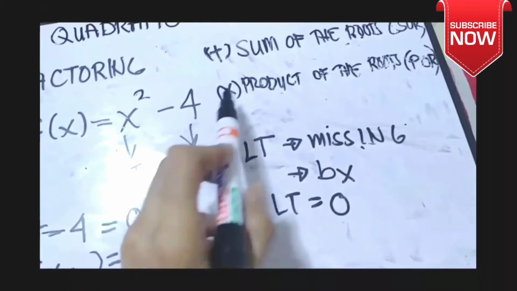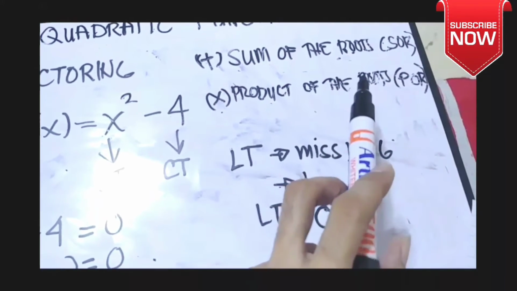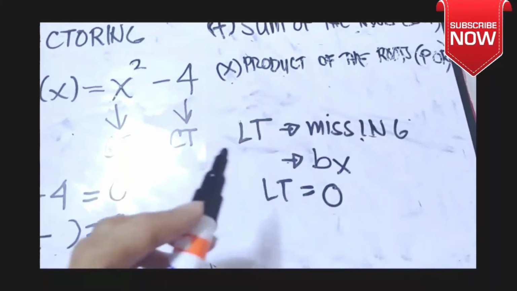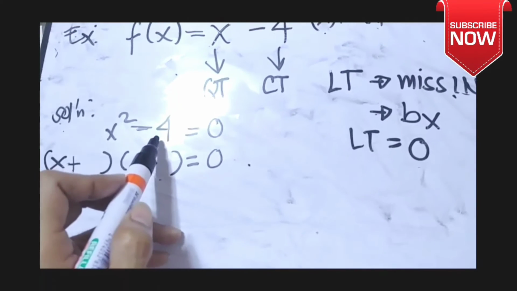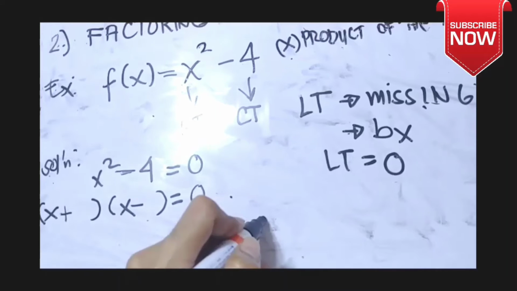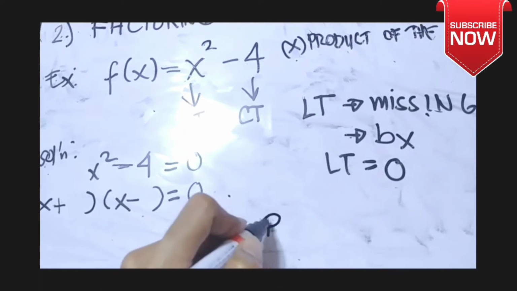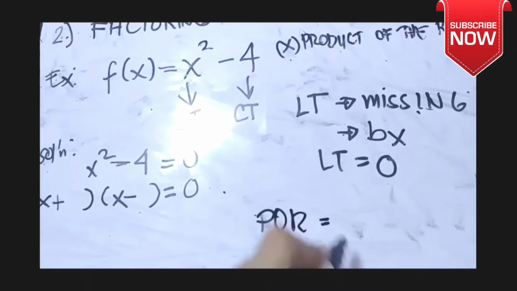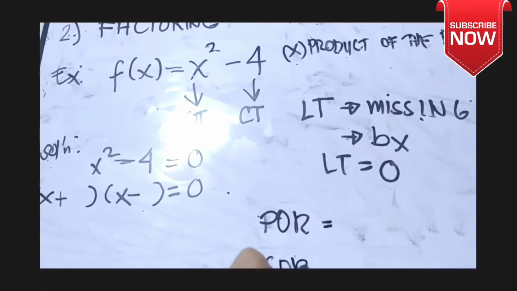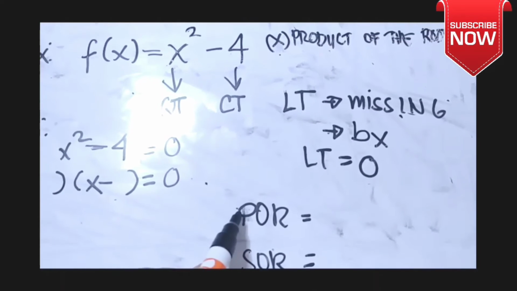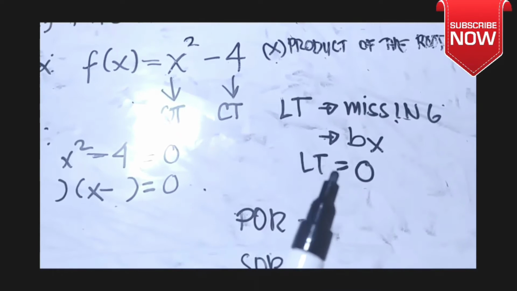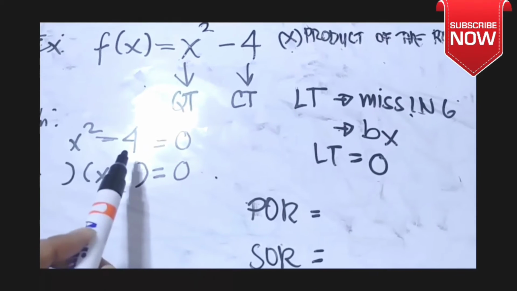Alamin muna natin, check natin sa pamamagitan ng sum of the roots, SOR, and product of the roots, POR. Okay. So, but before we do that, gaya ng sabi ko kanina, let us think first for the two numbers. Okay. Nang sagot ay 4 pag minultiply. Okay, sa POR, product of the roots, and SOR, sum of the roots. Okay. So, sa product of the roots, ano yung dalawang numbers na pag minultiply mo, ang sagot ay 4?